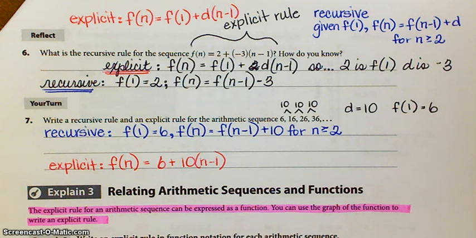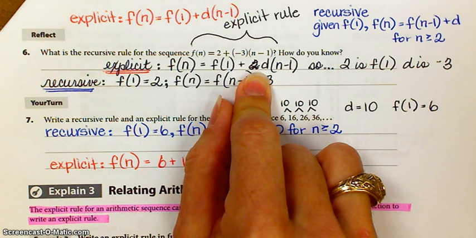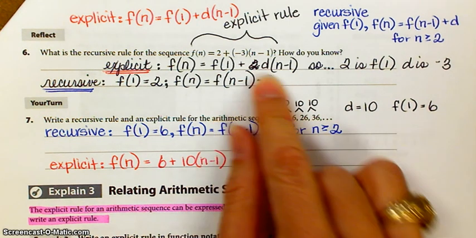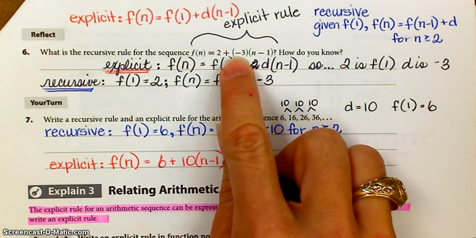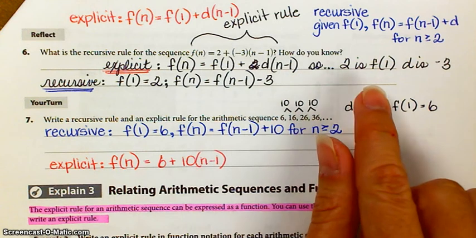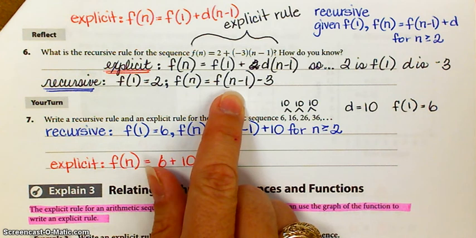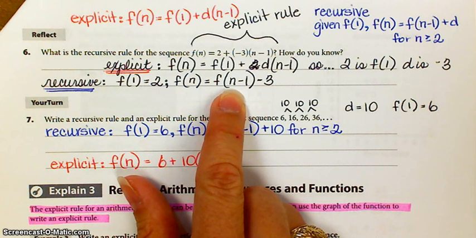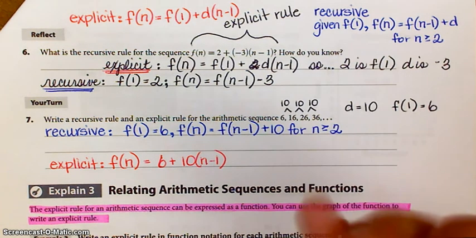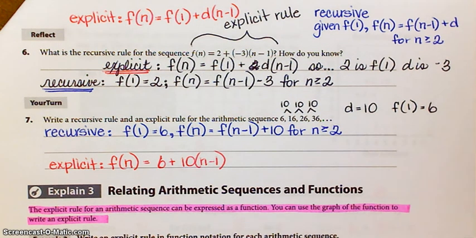All right, number 6 says, what is the recursive rule for the sequence f of n is equal to 2 plus negative 3 times n minus 1, and how do you know? Well, first of all, what they gave you is in the explicit rule format, and if we just break it down, the 2 was the first term value, and the common difference is negative 3 because it's right there where the d goes in the equation. So if I know that the first value is 2 and the common difference is negative 3, I can write my recursive rule. Given that the first term is 2, f of n is equal to the previous term value minus 3, for all n greater than or equal to 2. So you're just following the format.